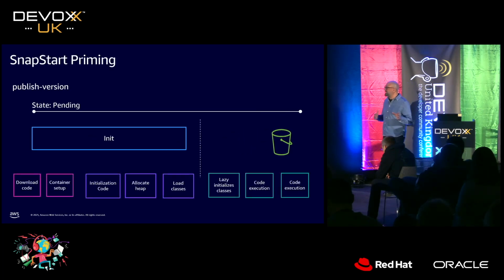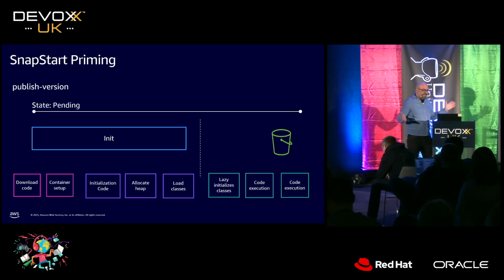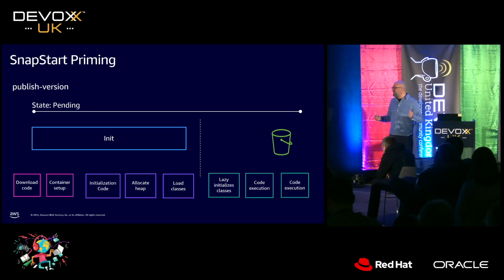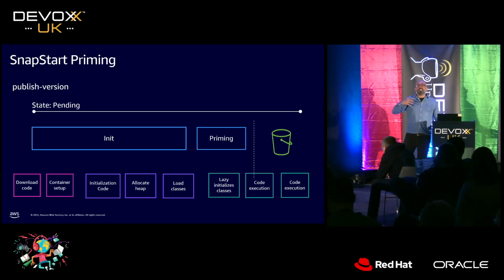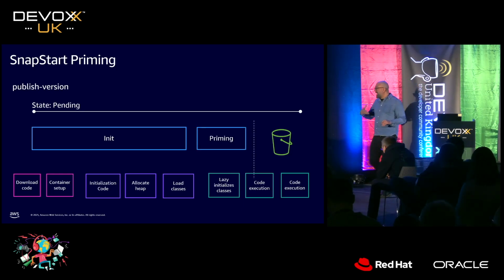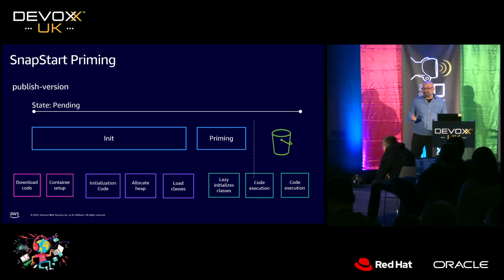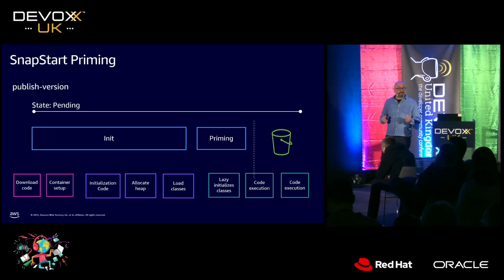We can dig a little deeper and ask, what are we doing in this initialization phase? By default, it gets your application running, downloads the jar, starts up the JVM, and then snapshots it. But if we're clever, there are a couple of hooks we can use to do some additional work. We might force some lazy initialization of classes. We might also exercise some code paths that are likely to be used.